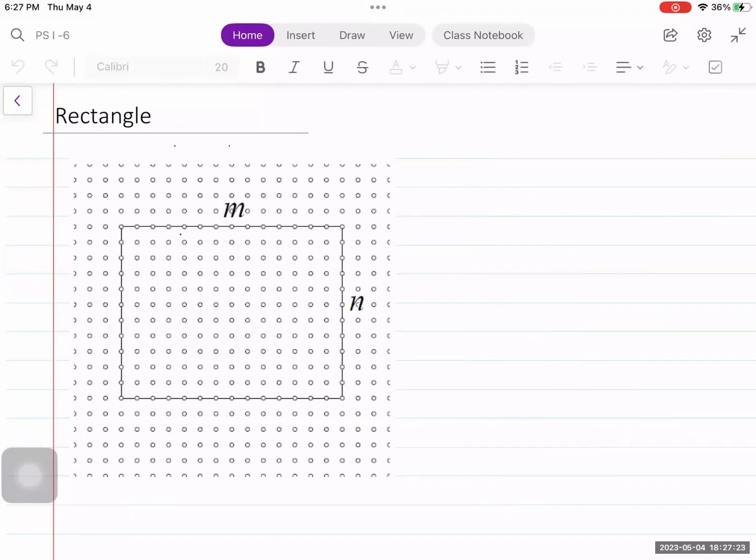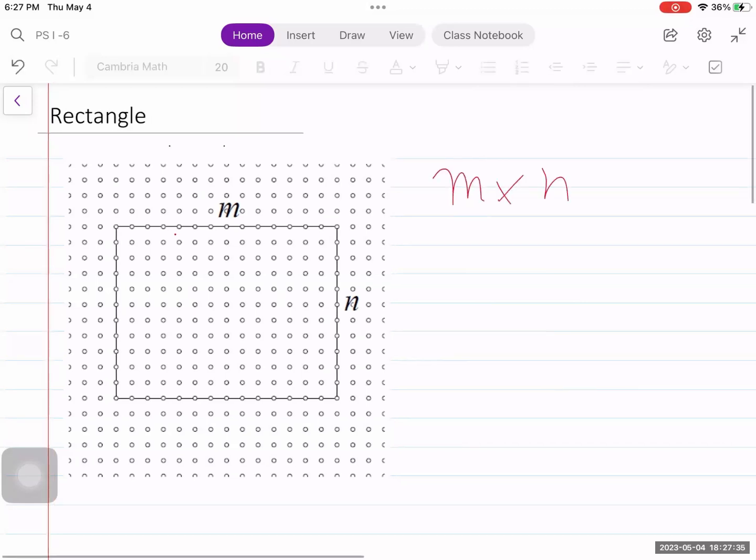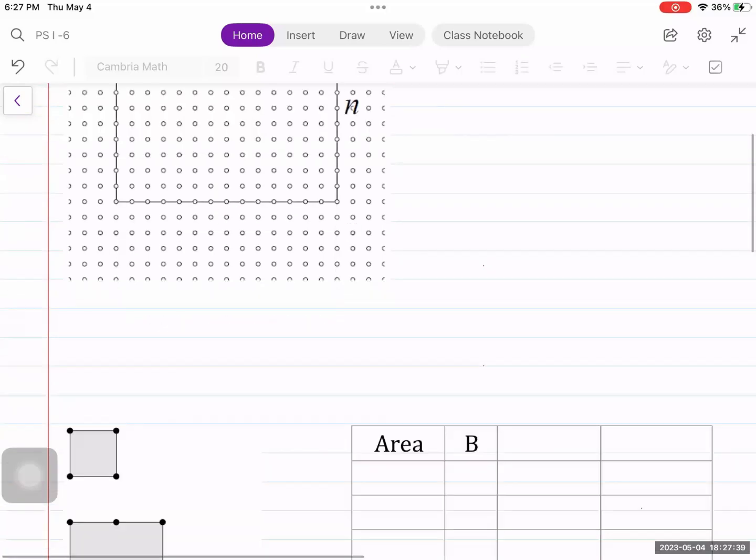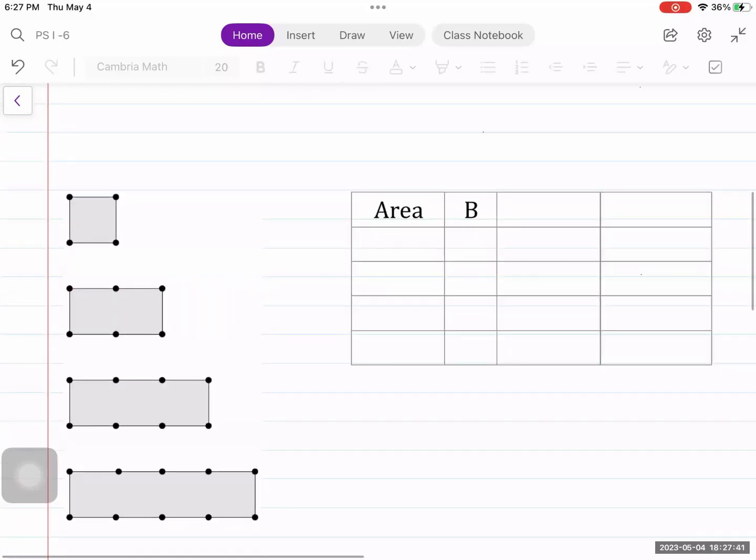Now, if we look at this rectangle, what is the area of this rectangle? It's m times n. Right, very good. It's m times n, right? Okay. And what about the area of this square?